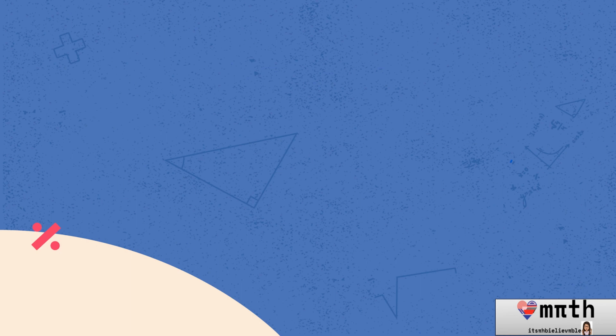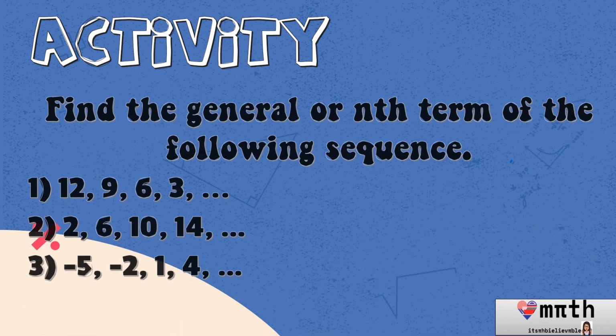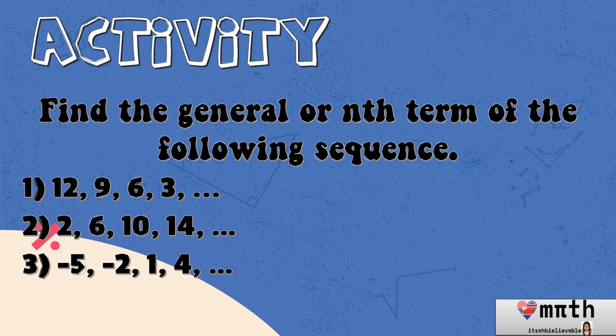Since we're done with our examples, we're going to have a simple activity. In this activity, you're going to find the general or nth term of the following sequences. Number 1, 12, 9, 6, and 3. Number 2, 2, 6, 10, 14. Number 3, -5, -2, 1, and 4.